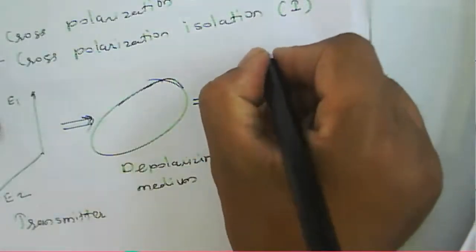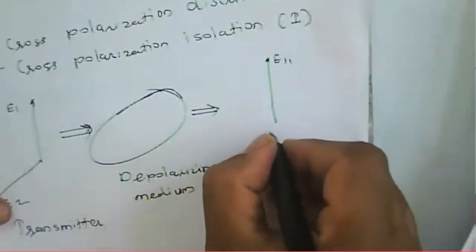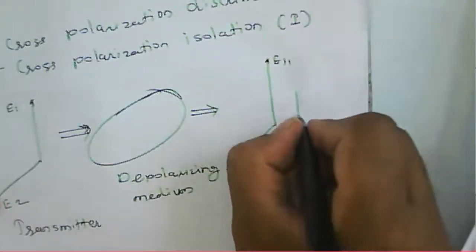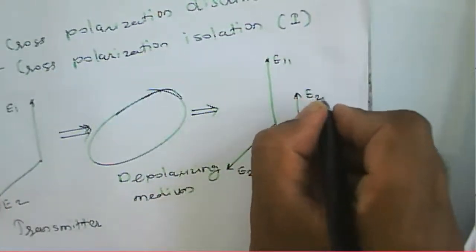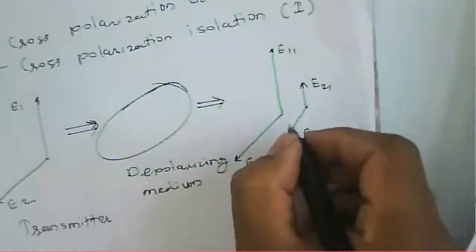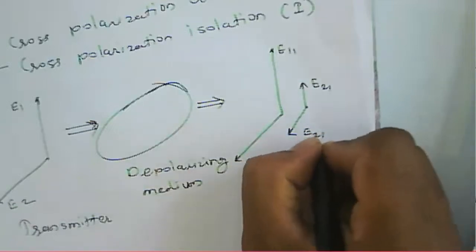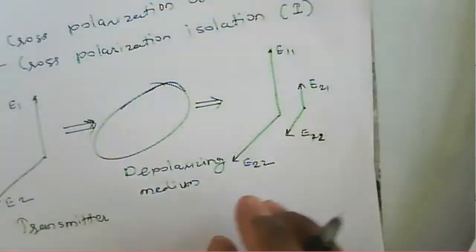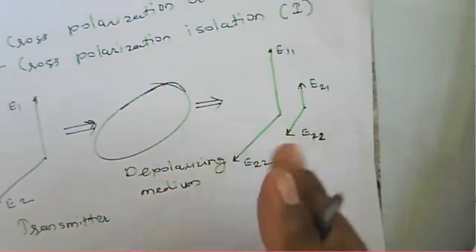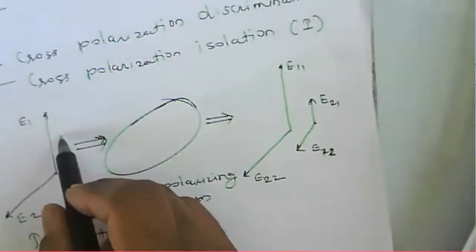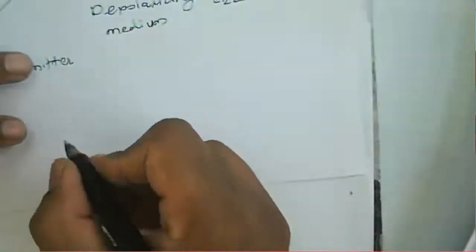What will happen? You will get the component of E11, you will get the component of E22. Along with that, you will get the component of E21 as well as the component of E1. So we are getting both the components from the E1. So you can say that your signal is transmitting.